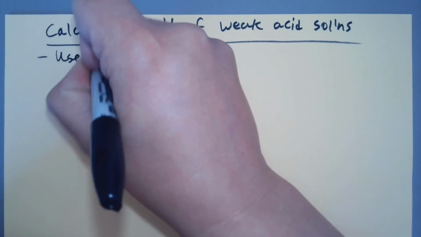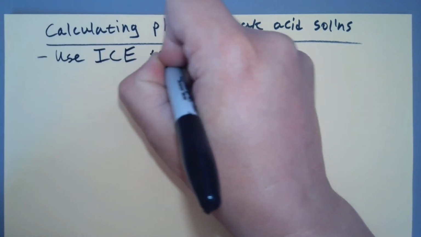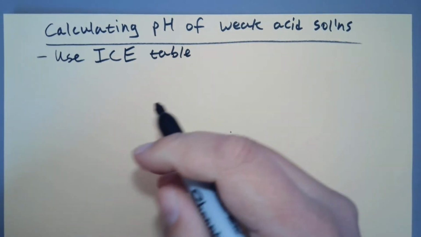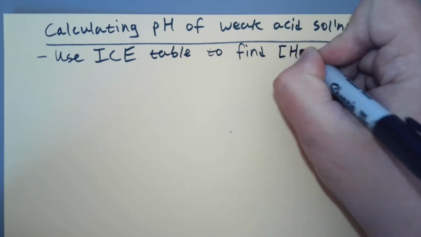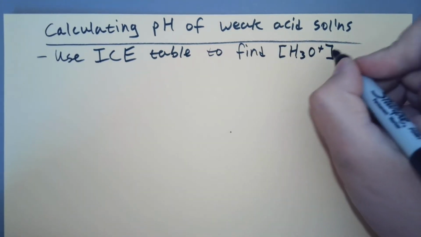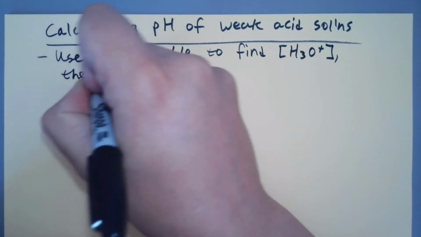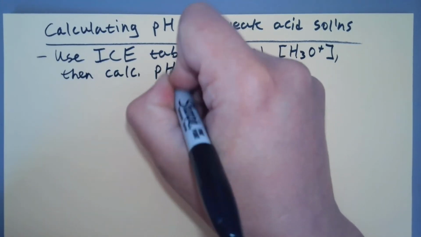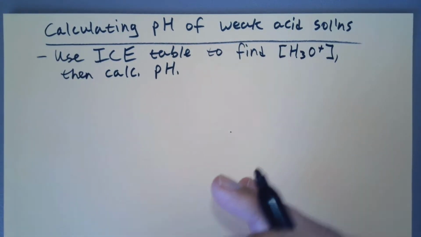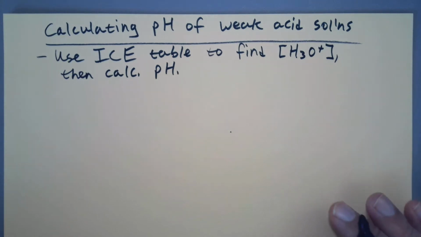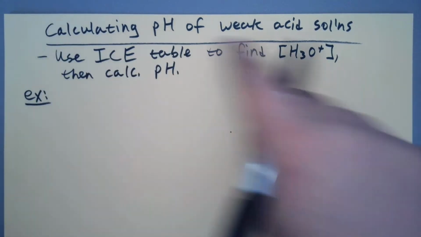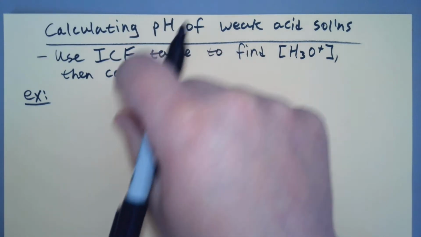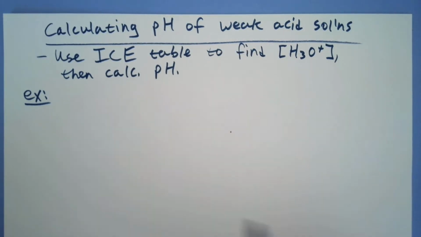We're just going to use an ice table, and we're going to use that to find our concentration of H3O plus, and then we're just going to calculate pH. So, that's all we're doing. That's it. No big deal. You've been doing ice tables for days. And so here we go. Let's just do an example problem. So this sentence is about to be expanded upon greatly.